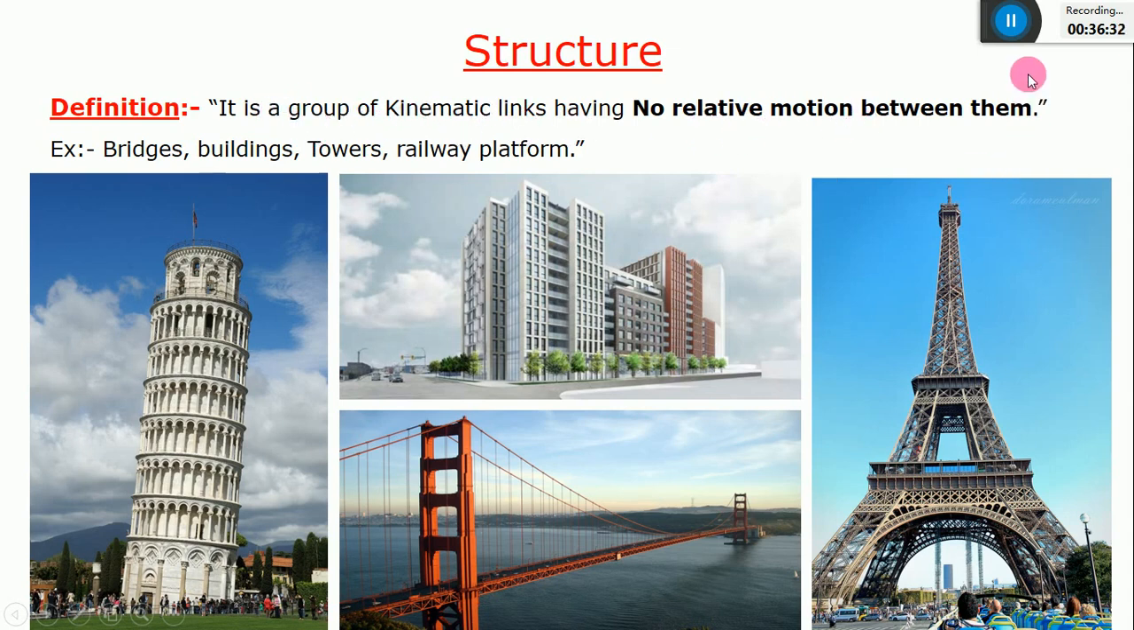I'll take another 5 minutes. It is a group of kinematic links having no relative motion between them. As I explained, a triangular kinematic chain is nothing but a structure because there is no relative motion. In the first case I explained, LHS is greater than RHS, a locked chain. That is nothing but a structure. So please take this down.